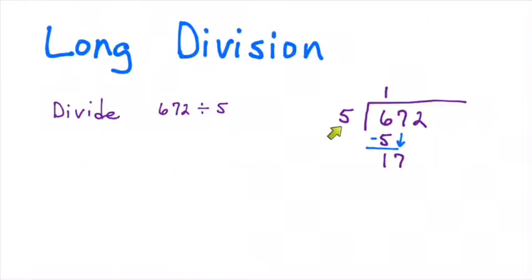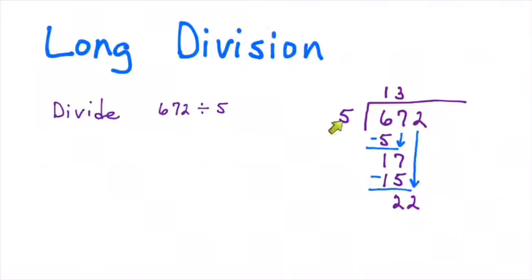Now we say, how many times will 5 go into 17? Well, 5 times 3 is 15, but 5 times 4 is 20, so it won't go in 4 times, it will only go in 3 times. This 3 is going to go right here above the 7. And now we're going to multiply back. So 3 times 5 is 15, and now you subtract. 5 went into 17 3 whole times with 2 left over. Okay, now we can pull down the next number.